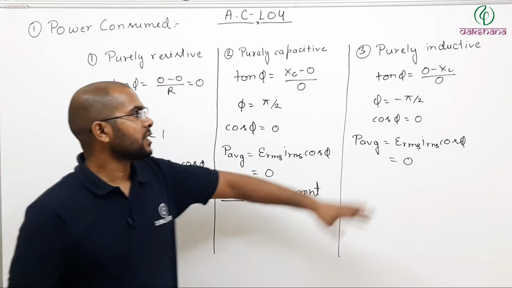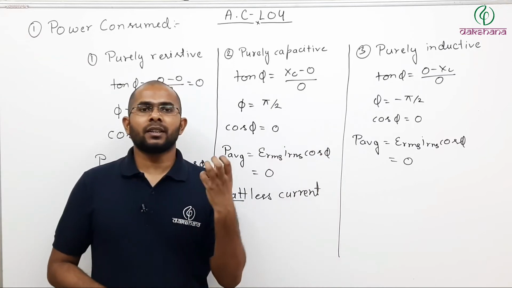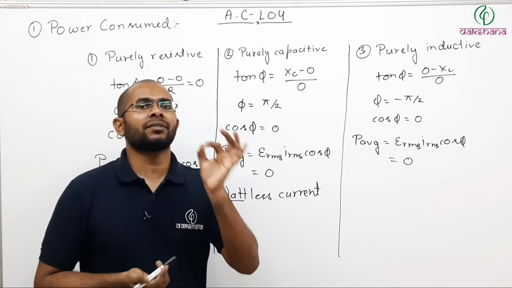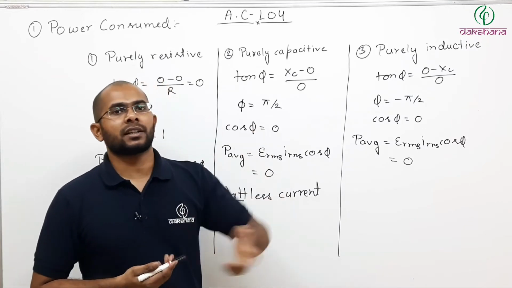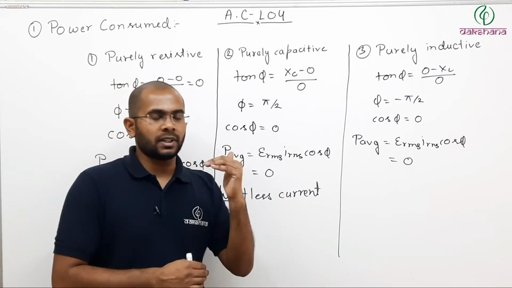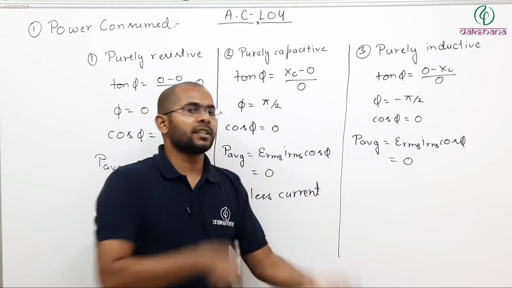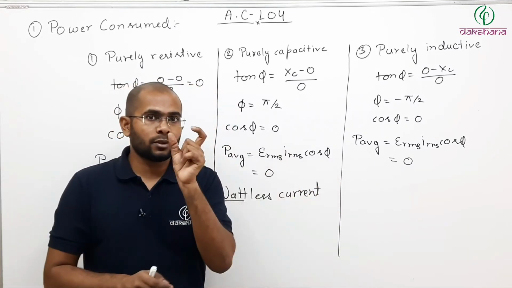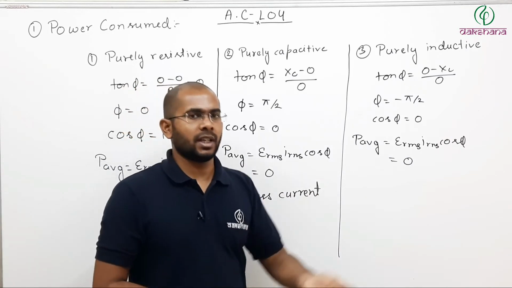Why? Because whatever work is done by the source is stored in the form of magnetic field energy in the inductor. And when the direction of current reverses, that energy is given back to the circuit, to whatever your source is, not necessarily a battery, maybe any source.